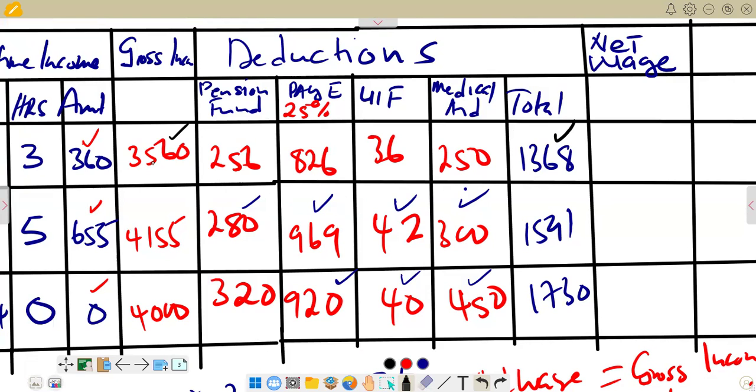So you can now say for the first week 3,560 minus 1,368. Then our net wage that we are supposed to get there is 2,192. We subtract again. Here we are saying now 4,155 minus the total for deductions, 1,591. We get 2,564. Then you go to the third one, we're saying 4,000 minus 1,730. Then you get 2,470.